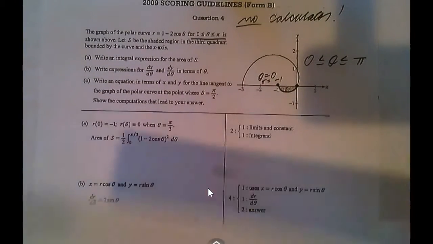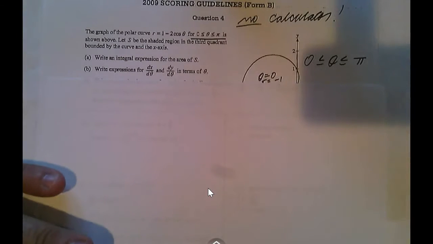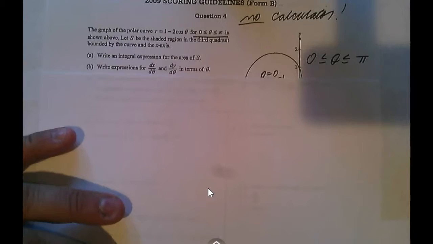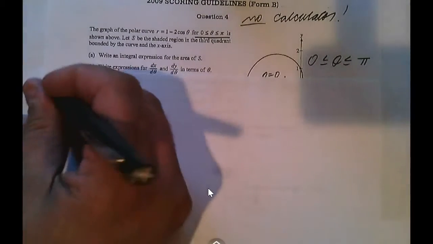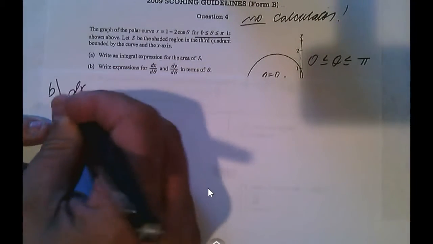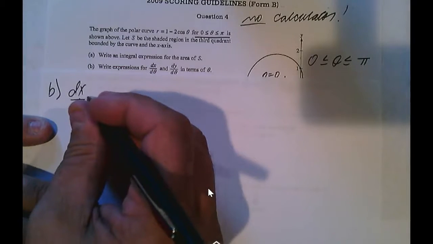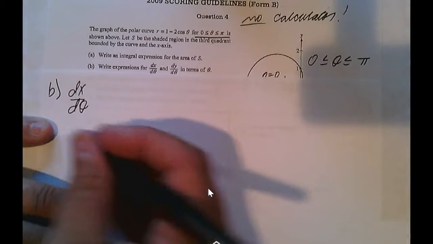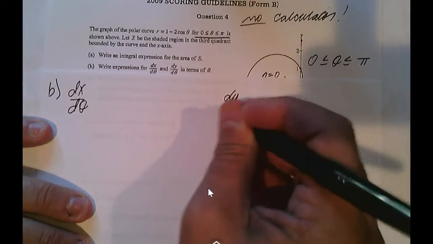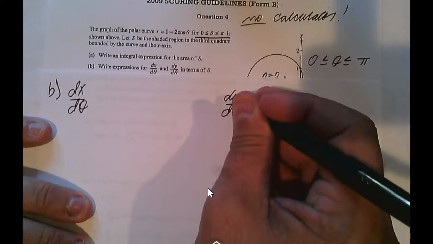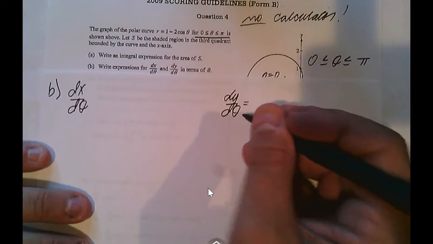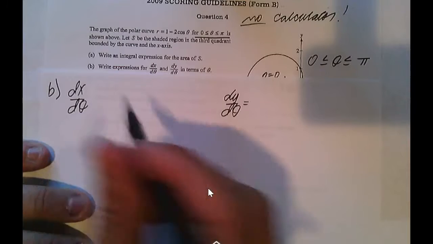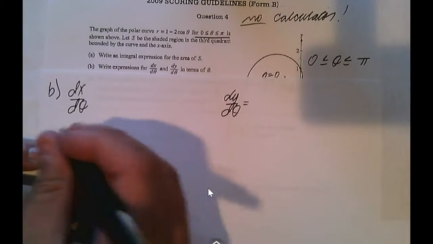All right, part B. Write expressions for dx d theta and dy d theta in terms of theta. Dx d theta is the derivative of x with respect to theta. Dy d theta, of course, is the derivative of y with respect to theta. Well, how can I figure out what x is? How can I take a derivative if what they gave me was the radius?